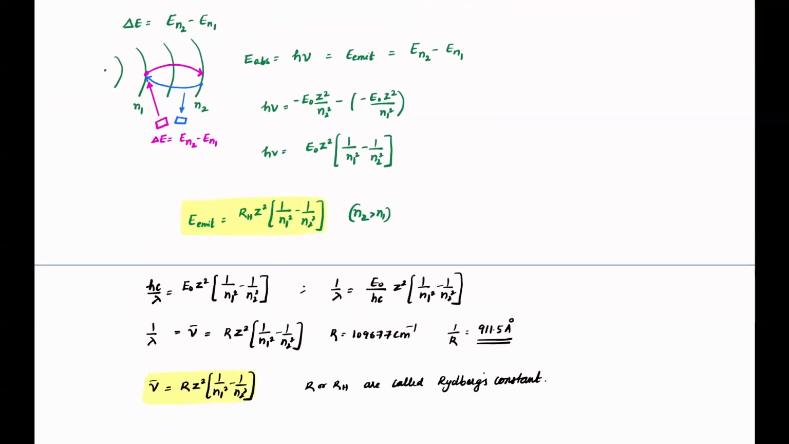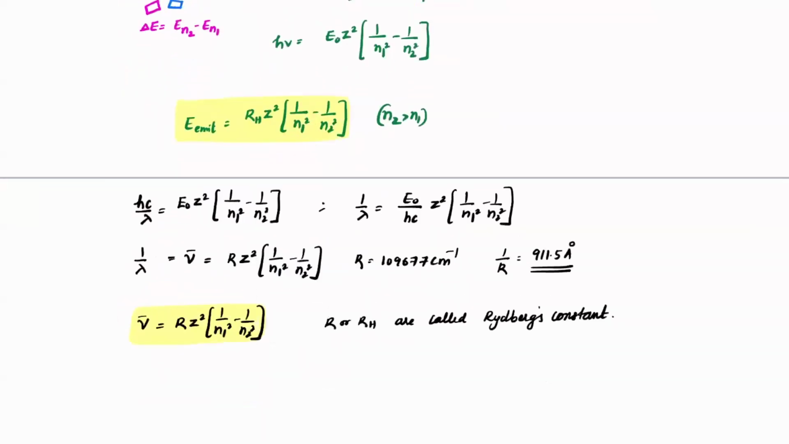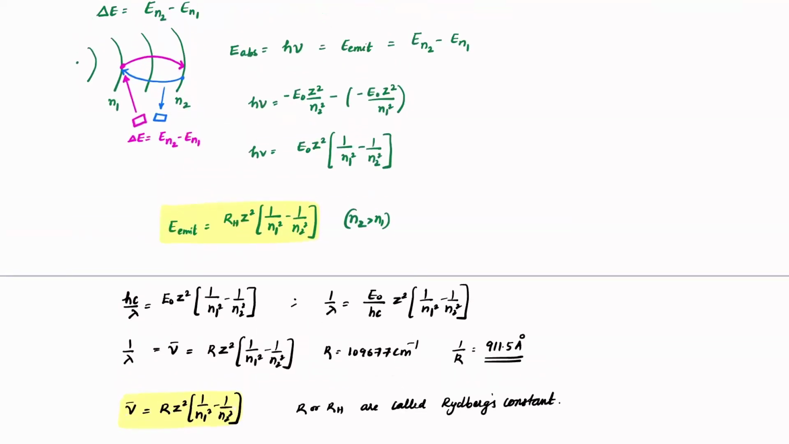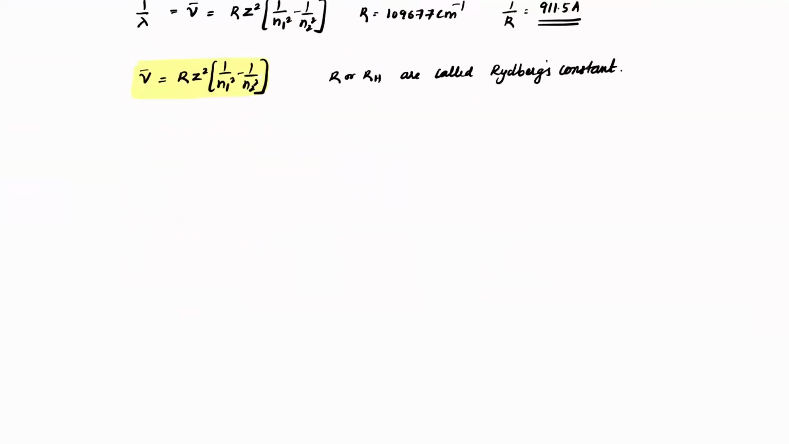I hope all of you understood how to figure out the energy difference in the orbits. Now these are important features from Bohr's model. What he was precisely trying to explain to us is the hydrogen spectrum.